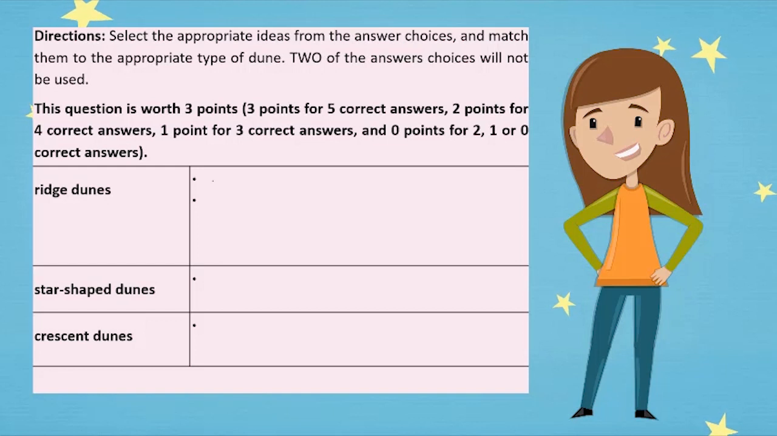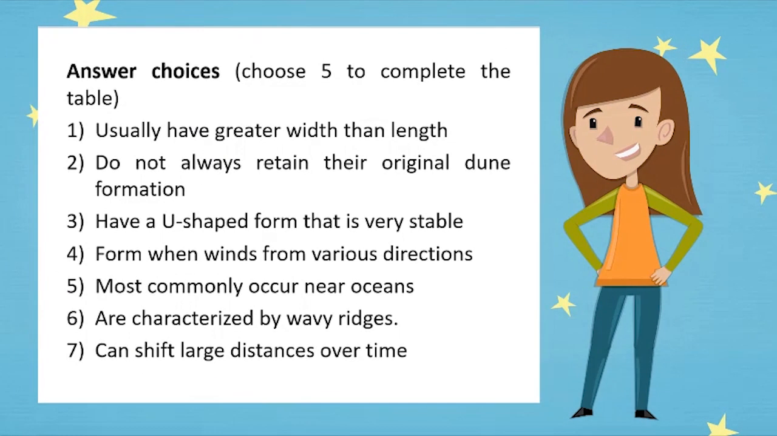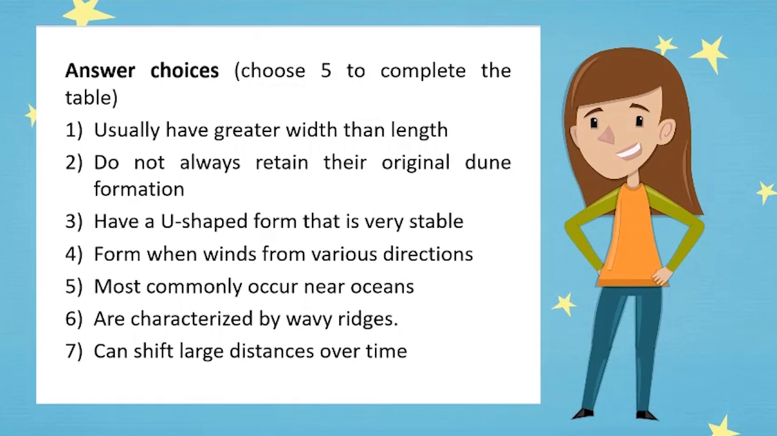Now, let's see an example. As you can see, there is the instruction and below are the options. If you wonder how the question is going to be evaluated, it says that you will have 3 points for 5 correct answers, 2 points for 4 correct answers, 1 point for 3 correct answers, and 0 points for 2, 1, or 0 correct answers. So you have to pay attention to that. This is the most difficult part of the exam, and you have 7 statements where you have to choose just 5.